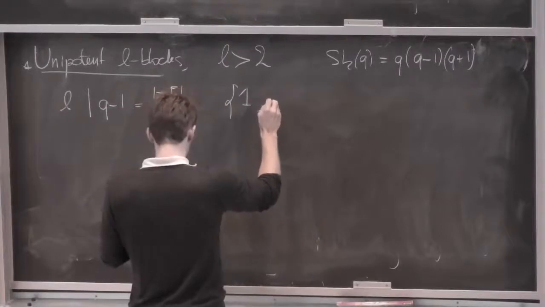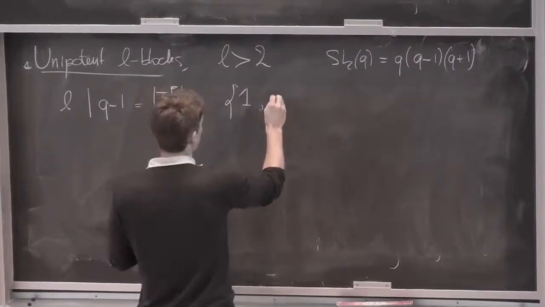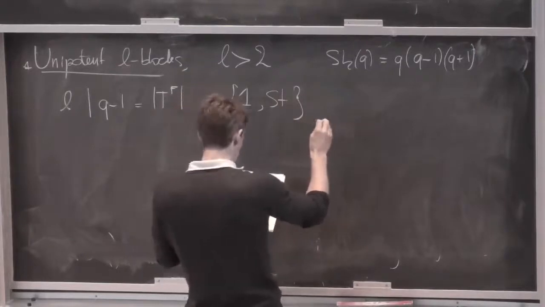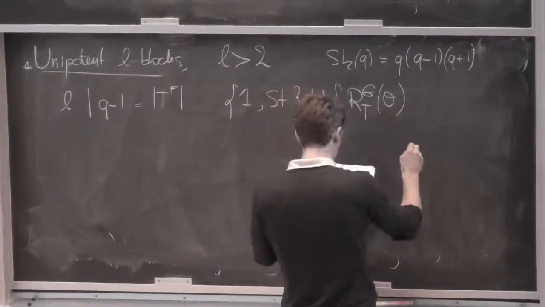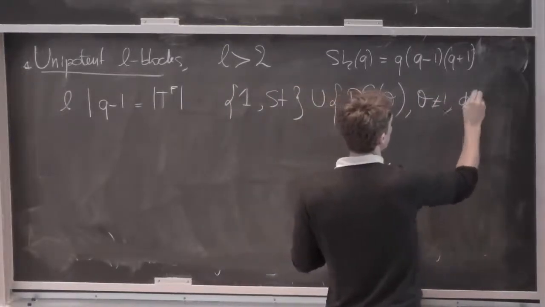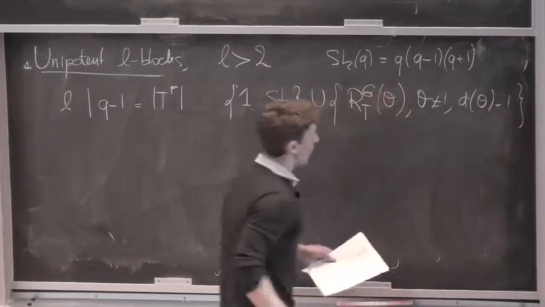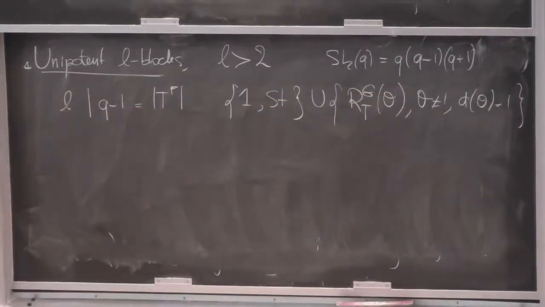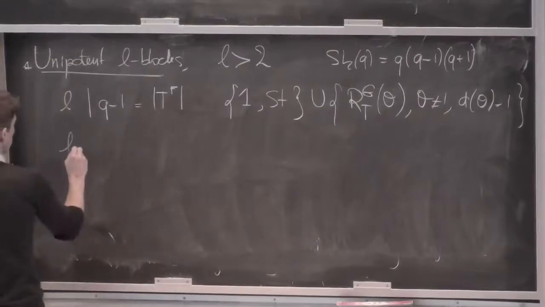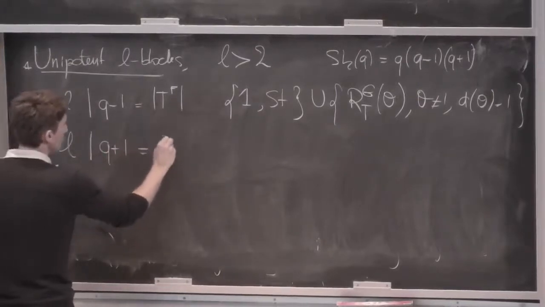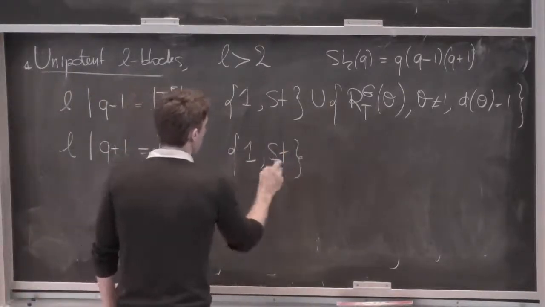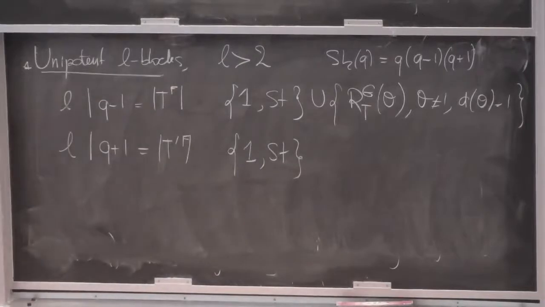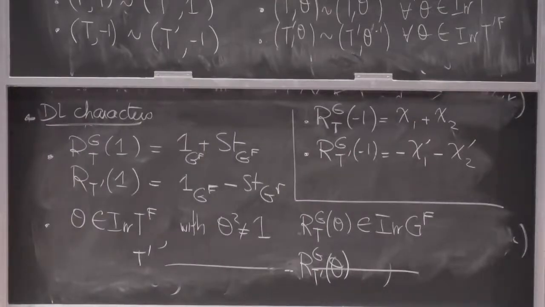in the unipotent L-block, the unipotent characters, and you also have the R_T^G of theta, where theta is different from 1 and theta reduces to 1 modulo L. So that's really what the theorem was saying before. And for the split torus, it's exactly the same. You still get this 1 and Steinberg, which, for the torus T or the torus T prime, both appear in this Deligne-Lusztig character.